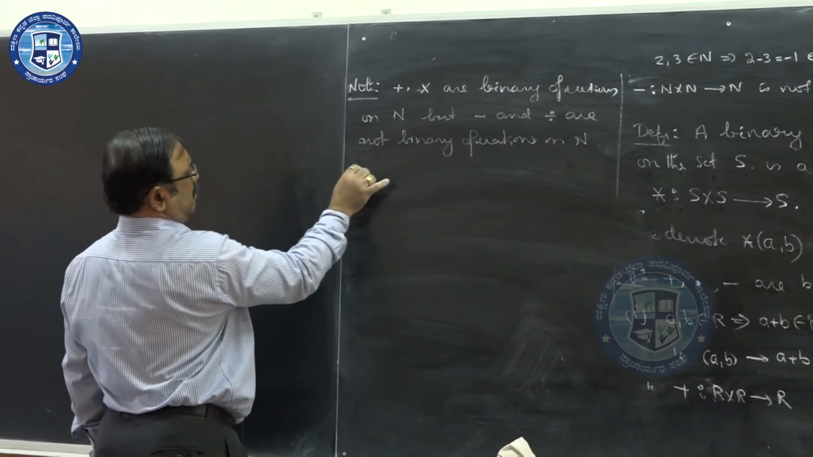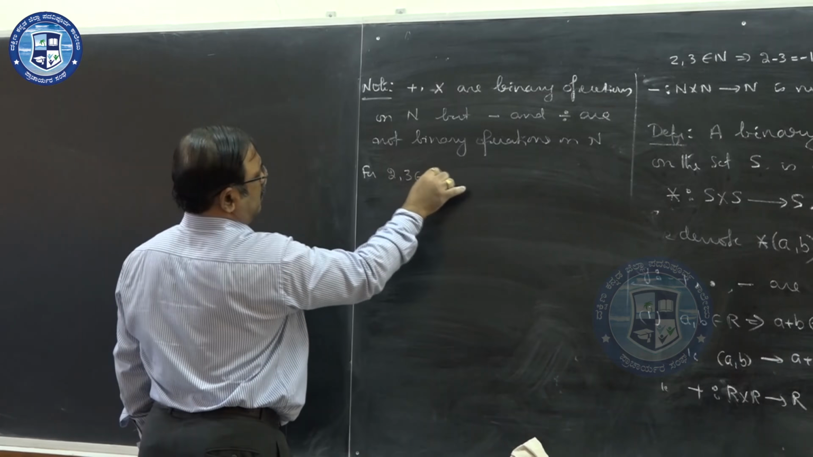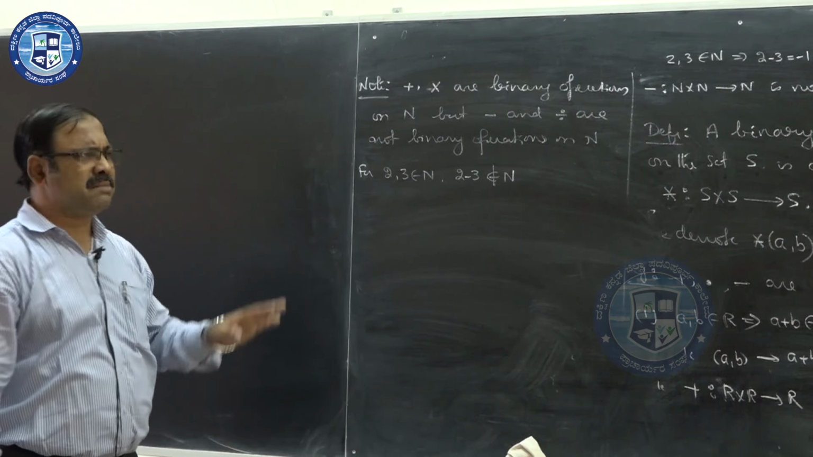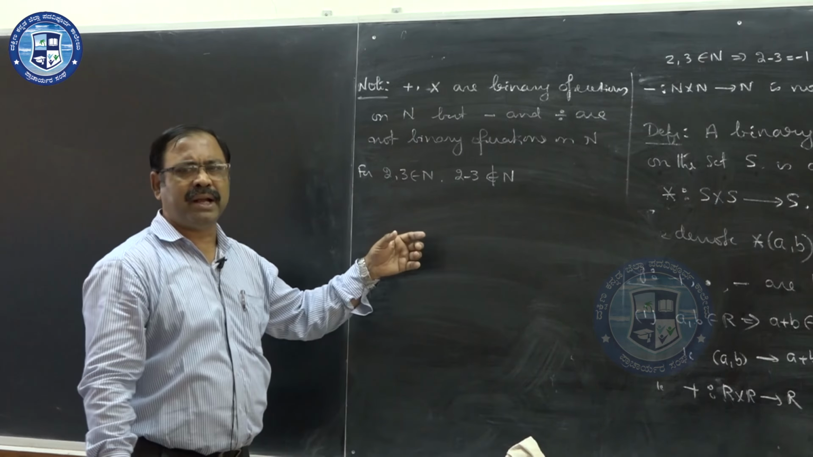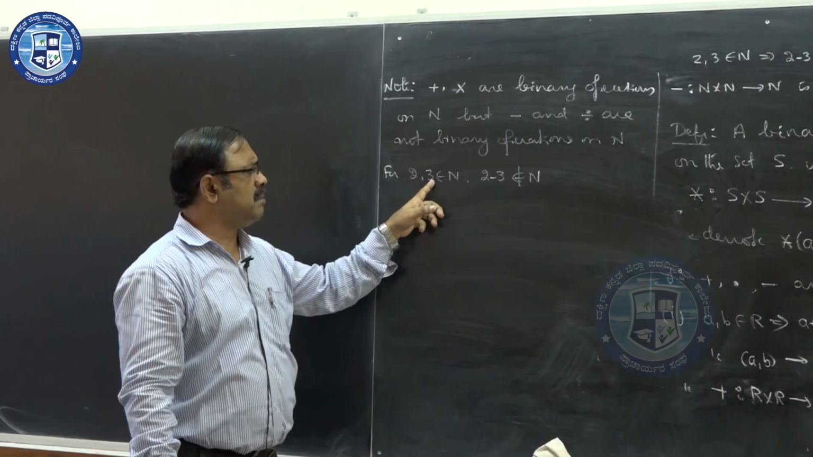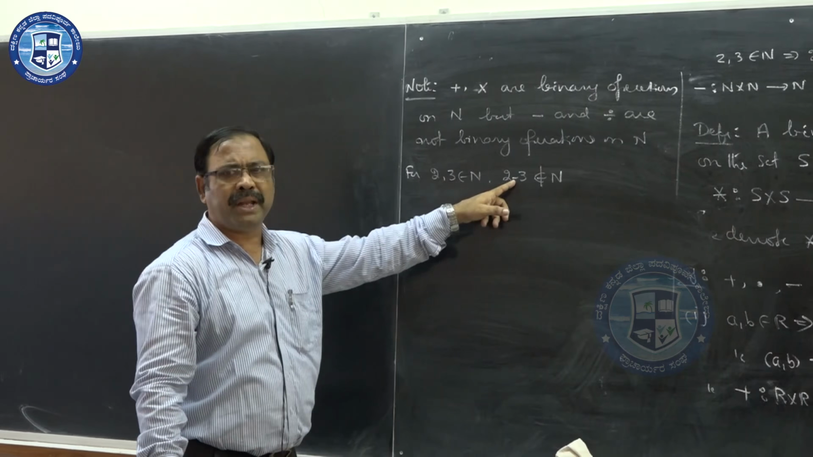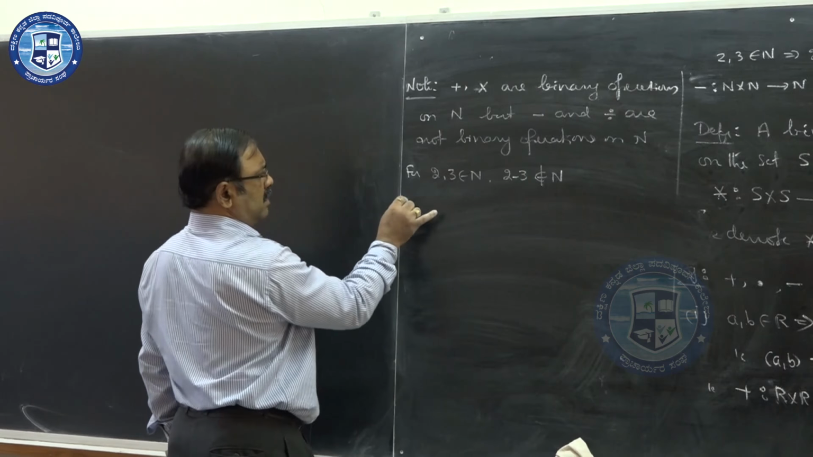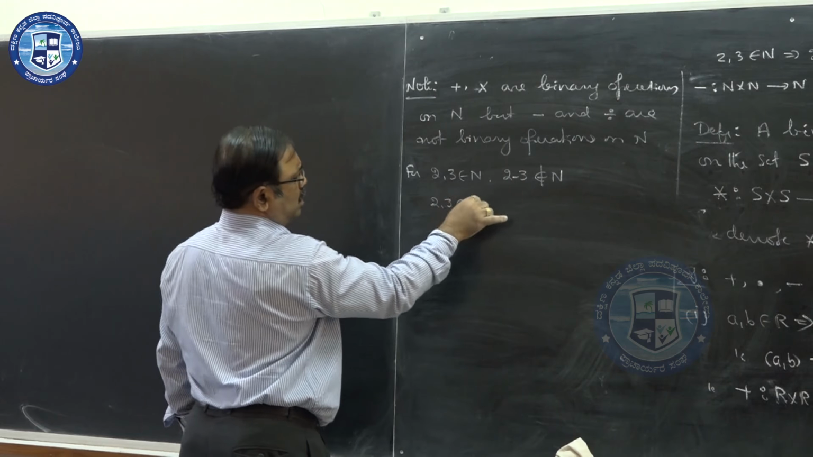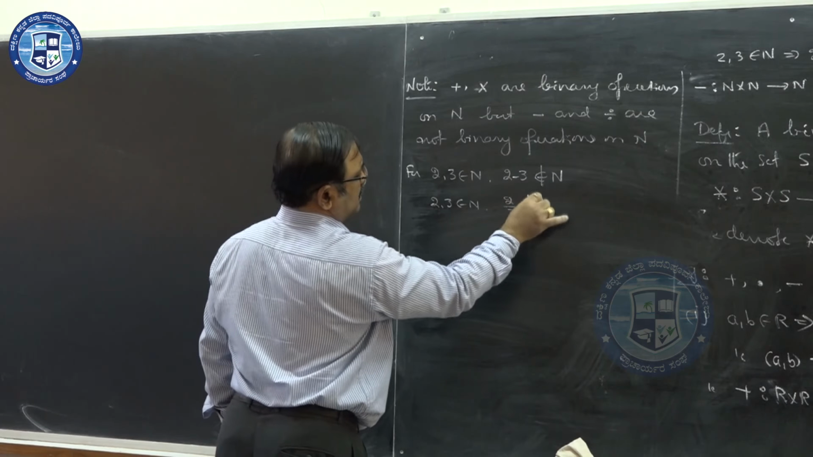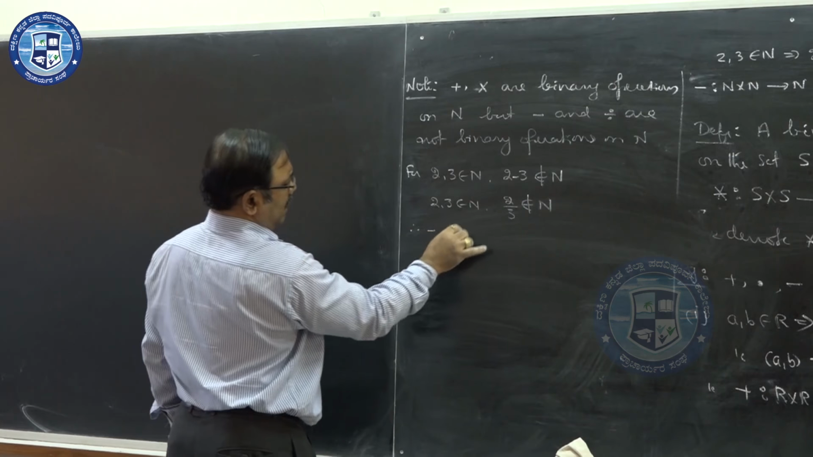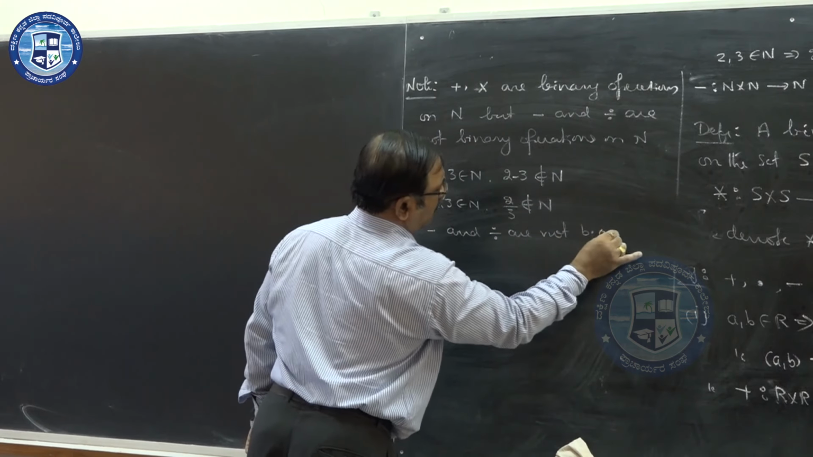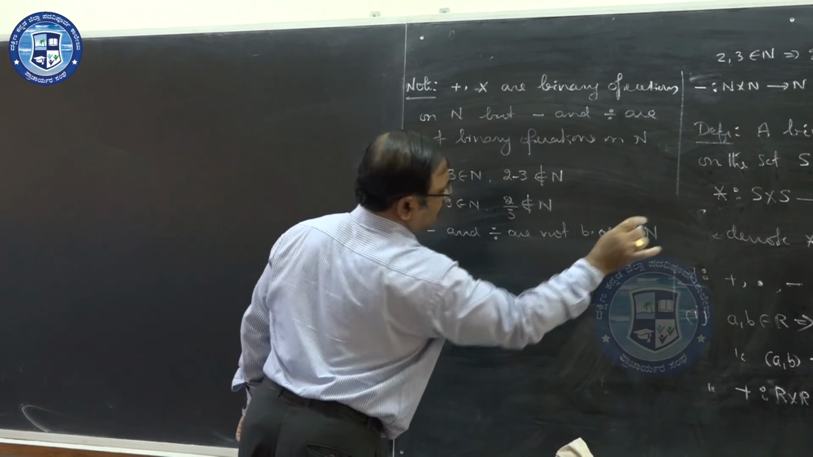As an example, for 2 comma 3 belonging to N, 2 minus 3 does not belong to N. I am giving the simplest idea. What is the meaning of binary operation? 2, 3 belongs to N means 2, 3 under this operation should be an element of N. It is not possible. Similarly, for 2, 3 belonging to N, 2 by 3 does not belong to N. Therefore, minus and division are not binary operations on N.